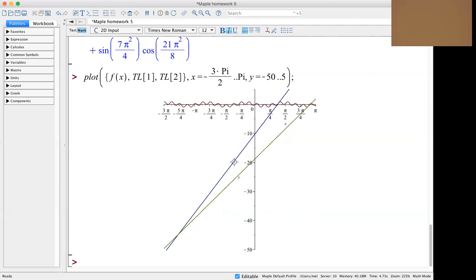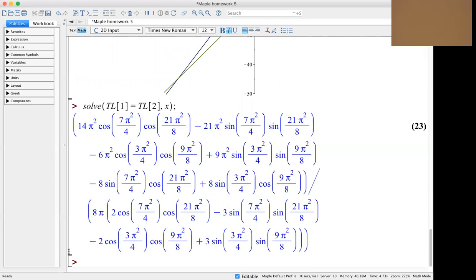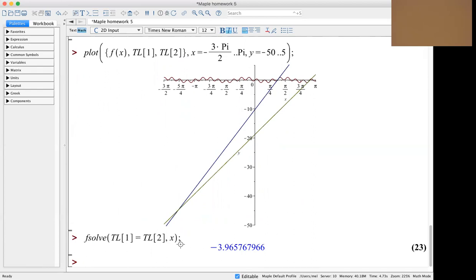But to compute the coordinates of the points of intersection, we want to know, solve when, for what x, does the first tangent line equal the second tangent line. Solve that for x. We get some mess. Let's get it as a number, so I'll use fsolve instead of solve. There we are. And so that's the value of x for which these two lines intersect.